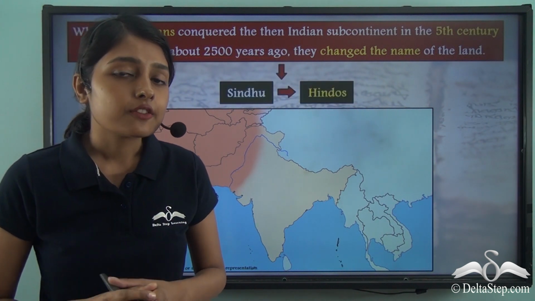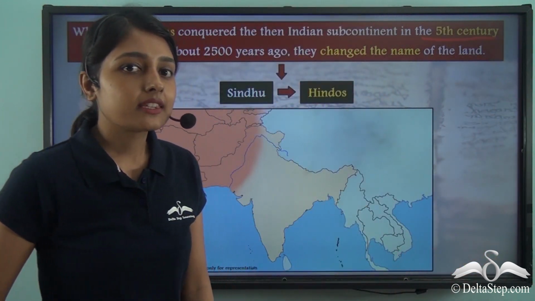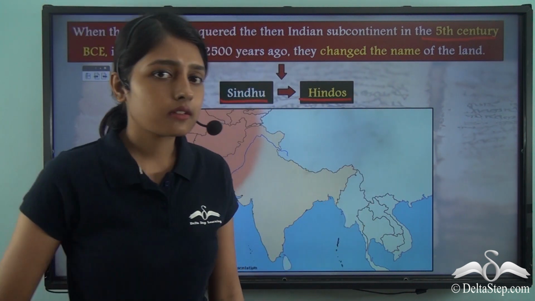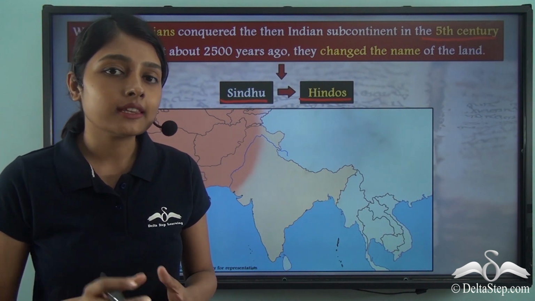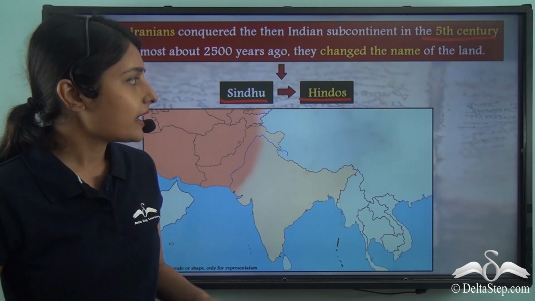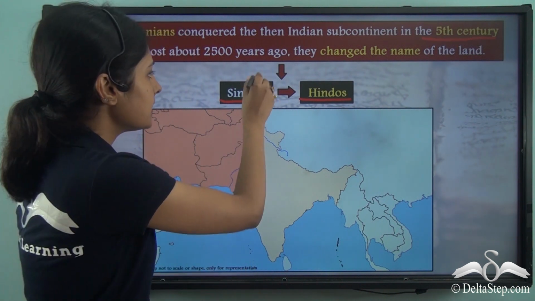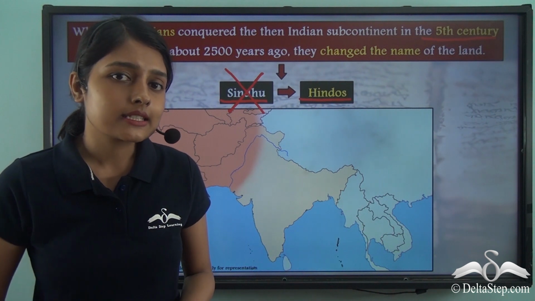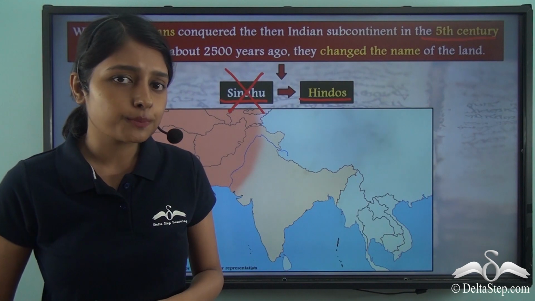The Iranians, when they conquered India in the 5th century, they changed the name from Sindhu to Hindus. Now, Sindhu is the Sanskrit word for the river Indus. This is a point that we have already understood. But from where did this word Hindus come? Because the Iranians did not call India as Sindhu any longer. Instead, they gave this name Hindus. How did this name come into being?